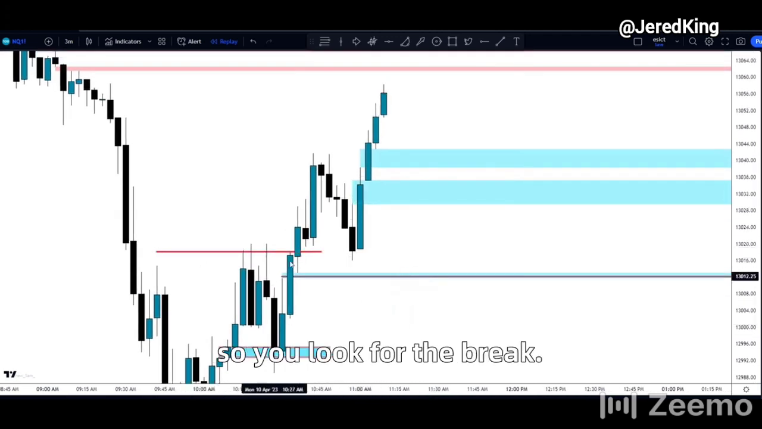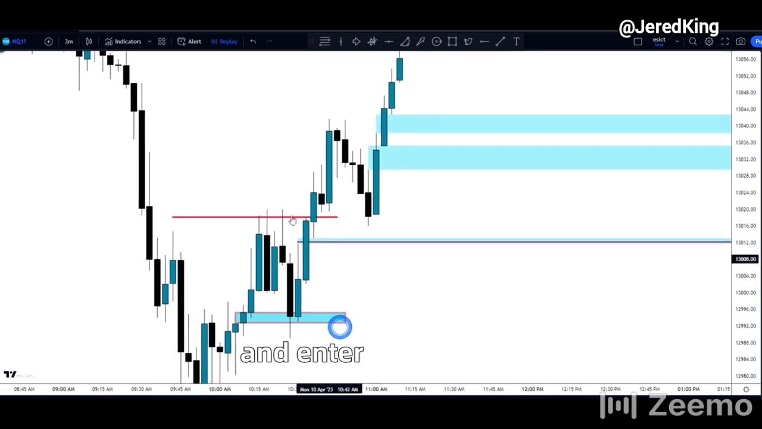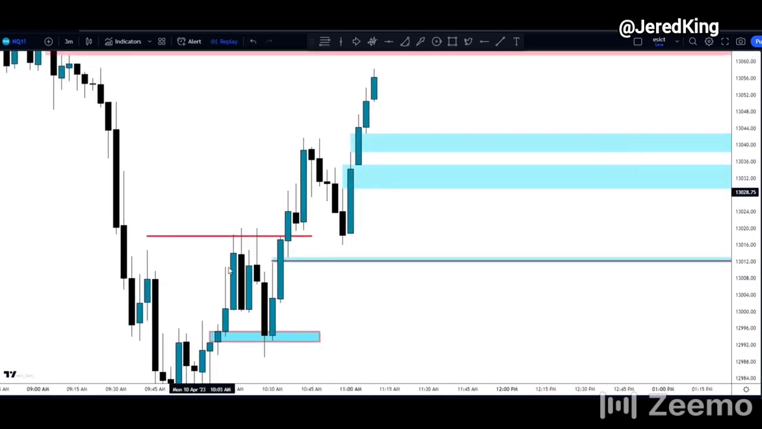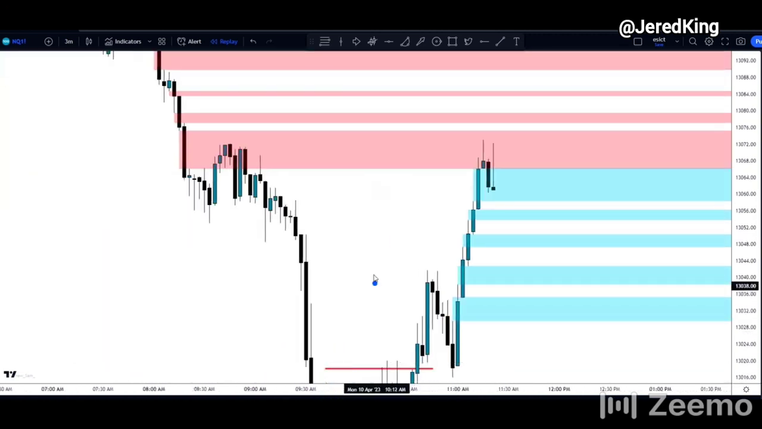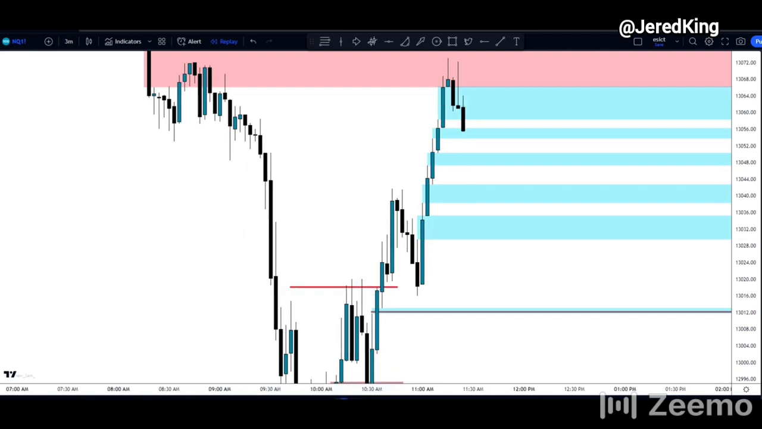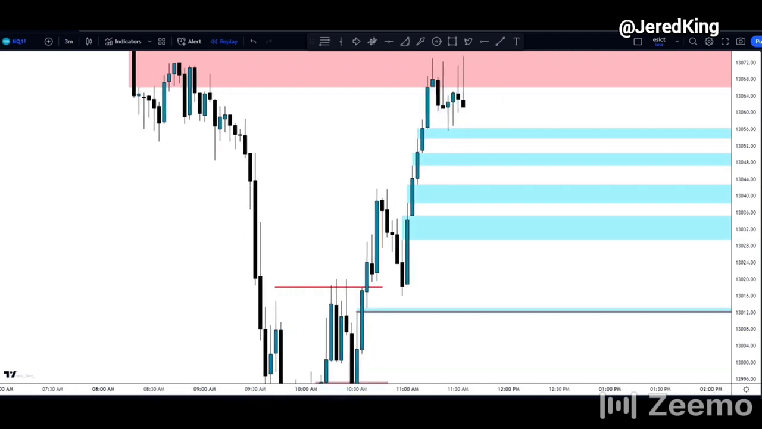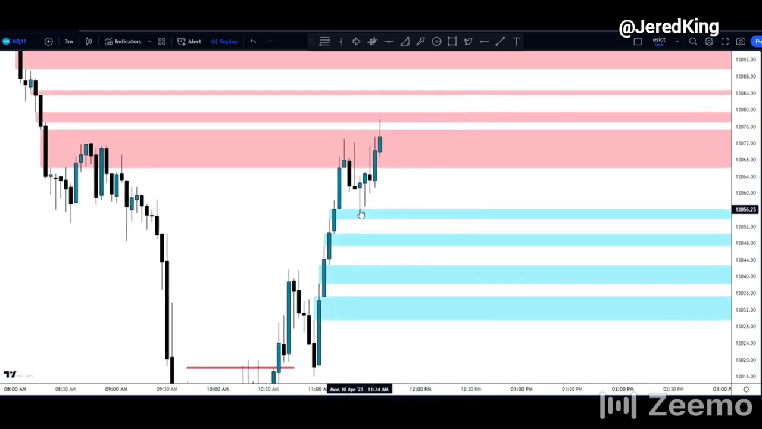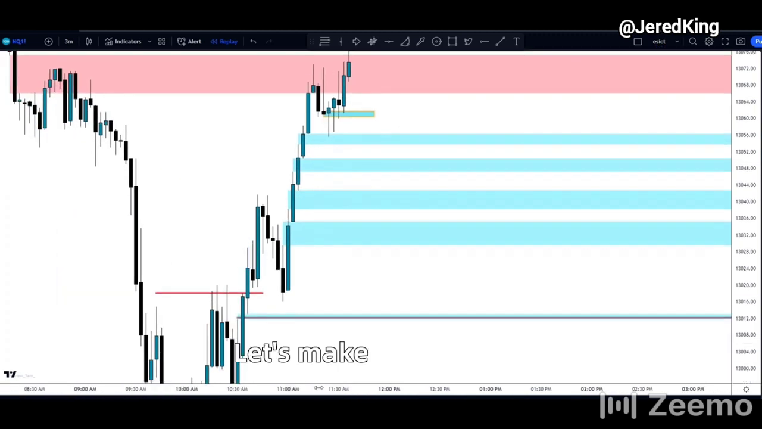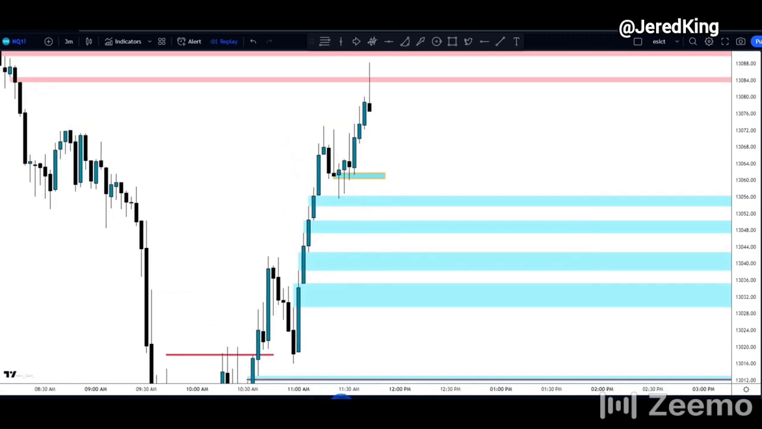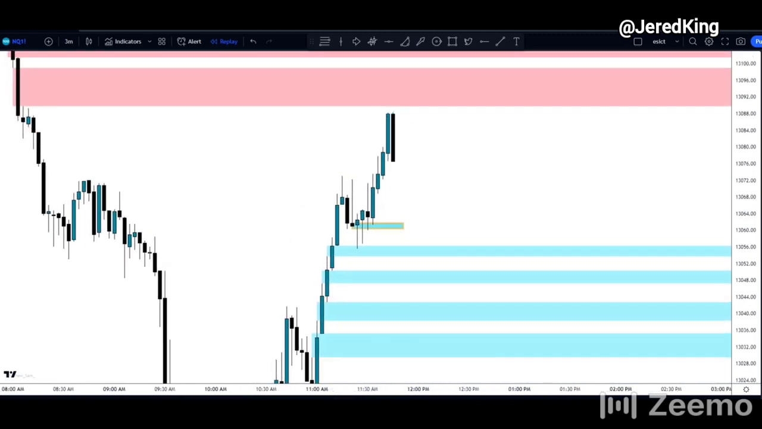So you look for the break, then you drop down and enter on a 1 or 2-minute chart. Let's go forward until we see another opportunity. And then price is coming down, creates an intermediate term low there, fills the fair value gap. So the last down close candle here would be this one. So we'll use that as the ITOB. Let's make that orange. And then price just rips.